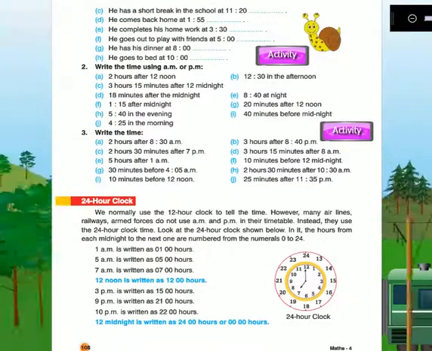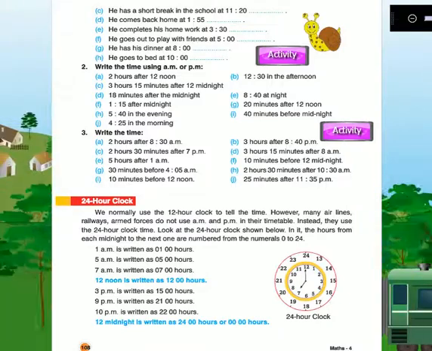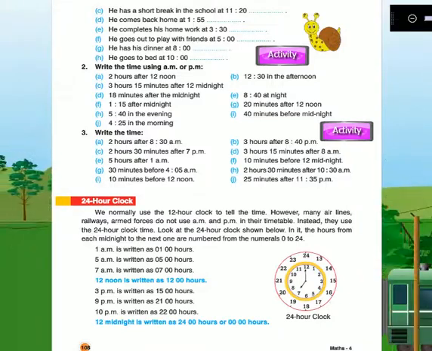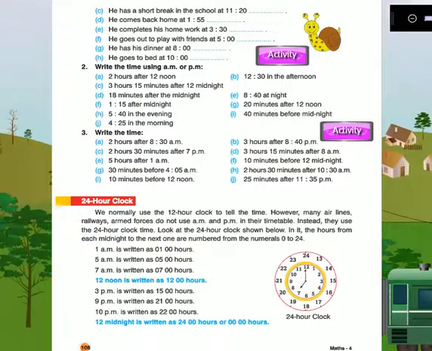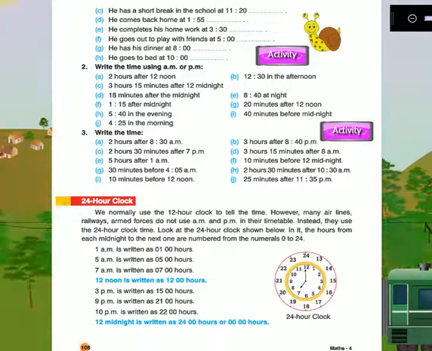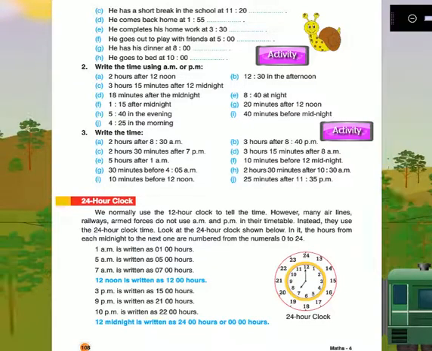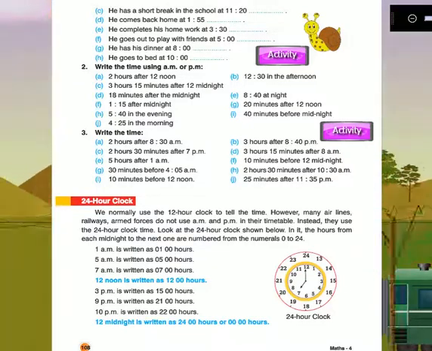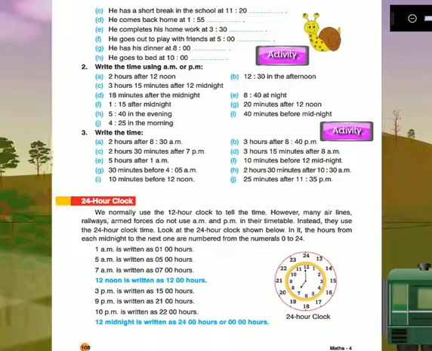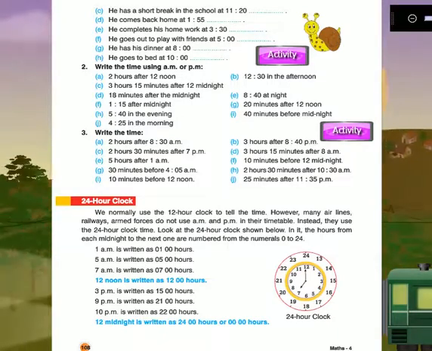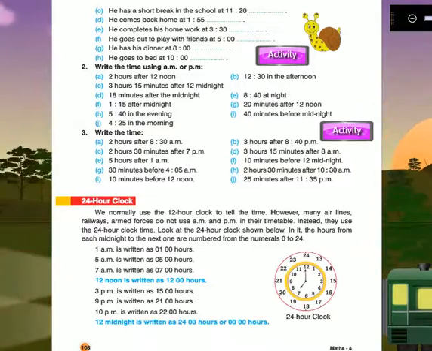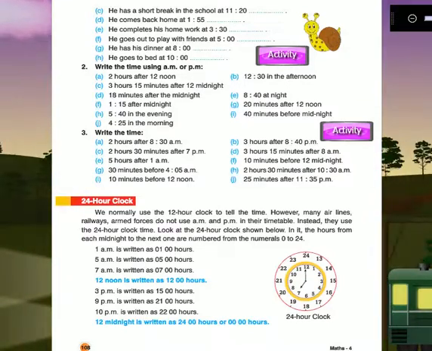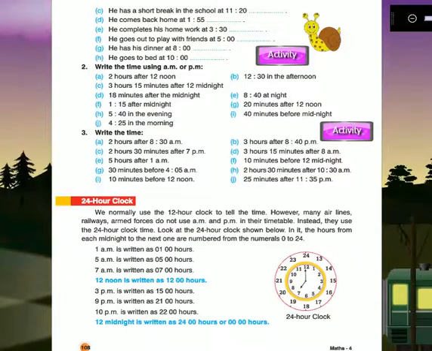24-hour clock. We normally use the 12-hour clock to tell the time. However, many airlines, railways, and armed forces do not use AM and PM in their timetables. Instead, they use the 24-hour clock time. Look at the 24-hour clock shown below. In it, the hours from each midnight to the next one are numbered from the numerals 0 to 24.